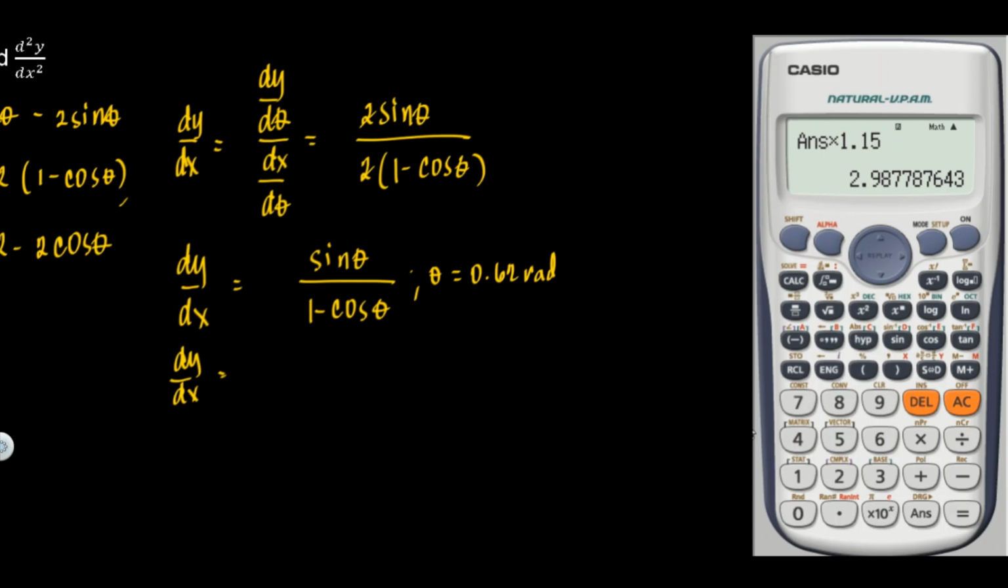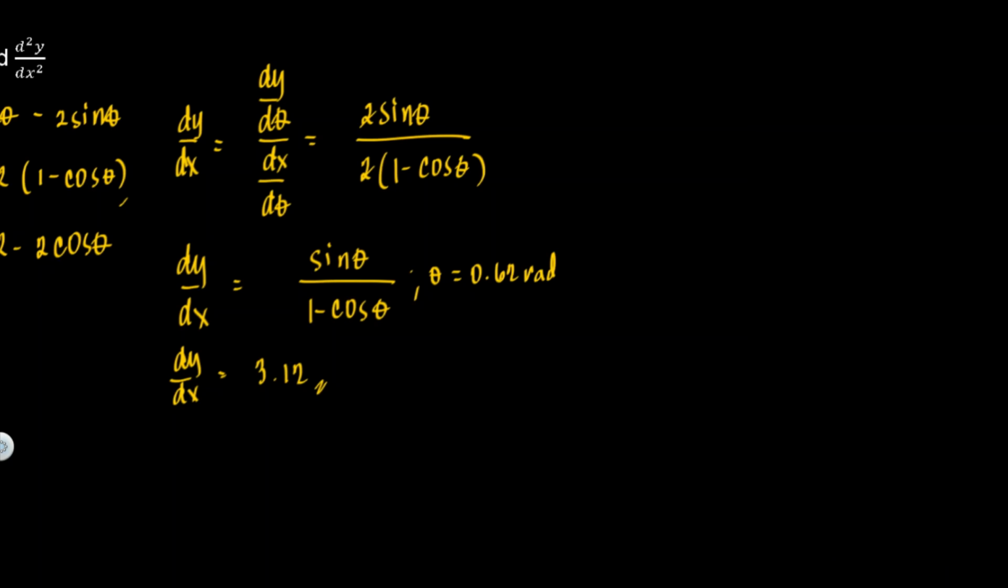So we have sine. Don't forget it should be in radians. So sine 0.62 over 1 minus cosine of 0.62. Press equals. 3.12. So the answer is 3.12. Let's rewrite this so that we have space.